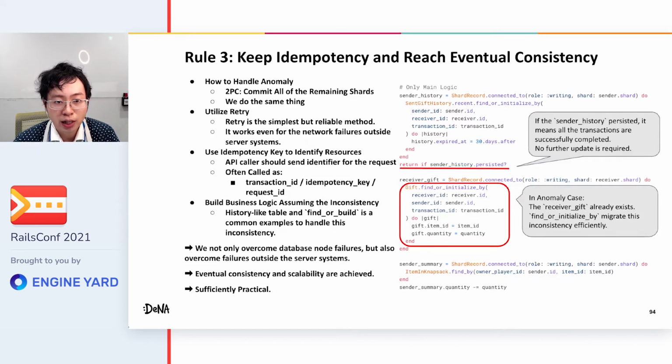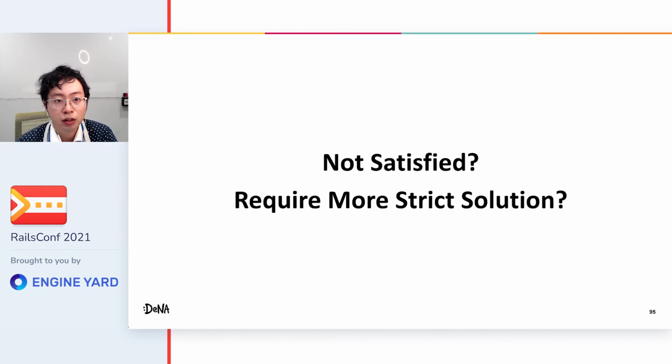By introducing idempotency and eventual consistency, we not only overcome database anomalies, but also failures outside the server systems. Both eventual consistency and scalability are achieved. I think this is sufficiently practical. Are you not satisfied, or do you require a more strict solution?